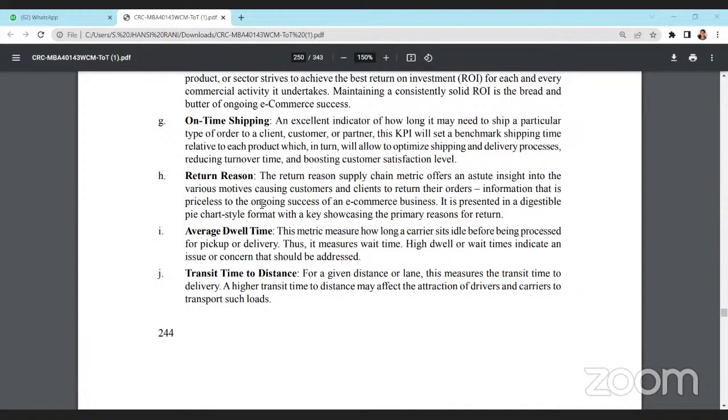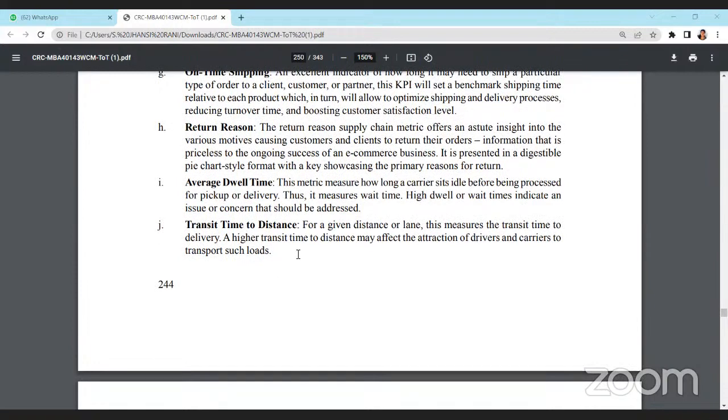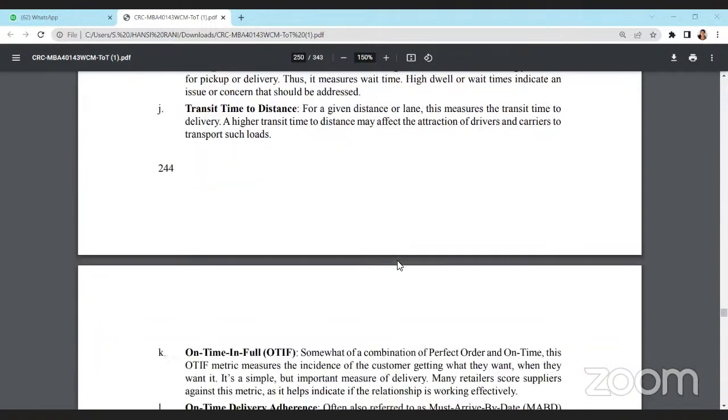And average dwell time. This metric measures how long a carrier sits idle before being processed for pickup or delivery. Thus, it measures wait time. High dwell or wait times indicate an issue or concern that should be addressed. Transit time to distance. For a given distance or length, this measures the transit time to delivery. A higher transit time to distance may affect the attraction of drivers and carriers to transport such loads.